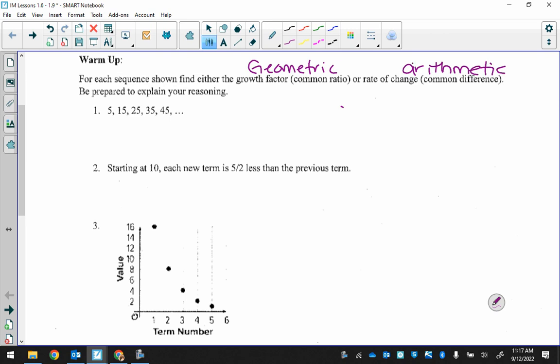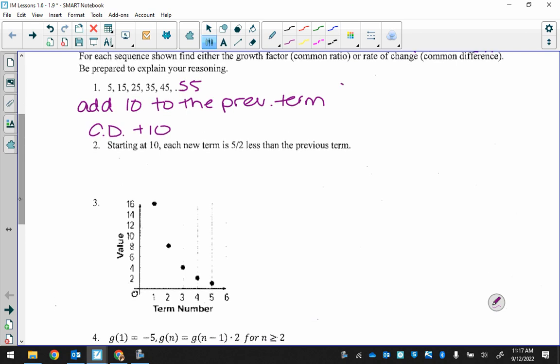So for number 1, Anton, what do we have? Okay. So you're adding 10 to the previous term, right? Excellent. Common difference is plus 10. For number 2, starting at 10, each new term is 5/2 less than the previous term. What would this be? Yeah, Mike. Okay. Why?